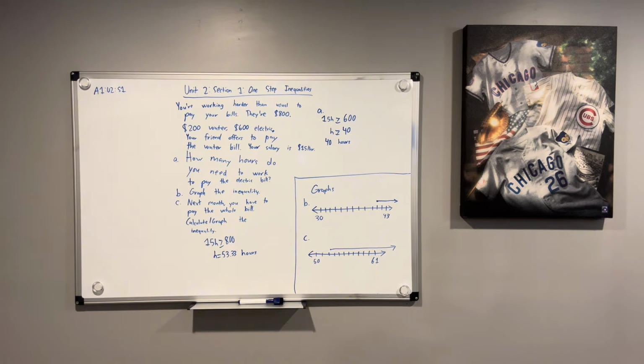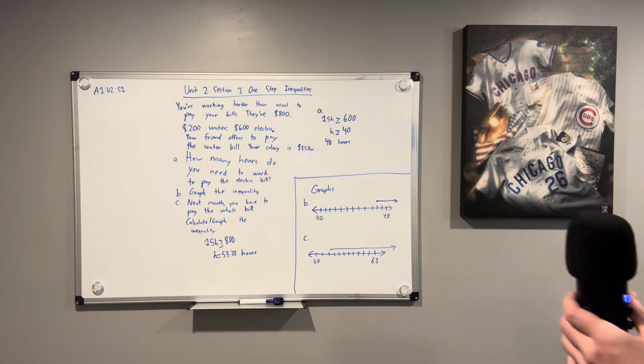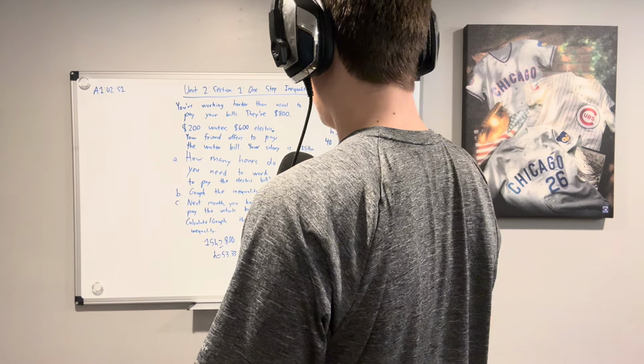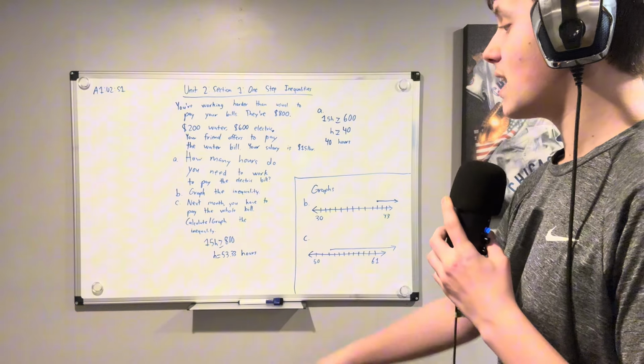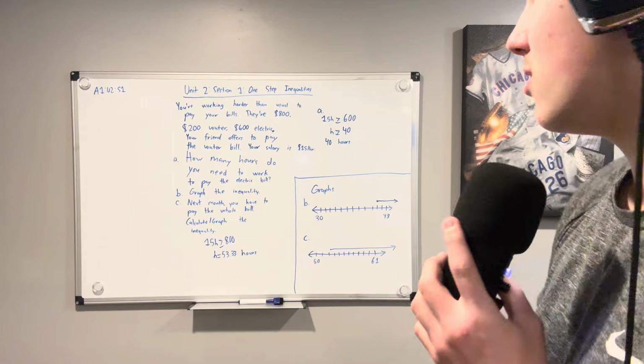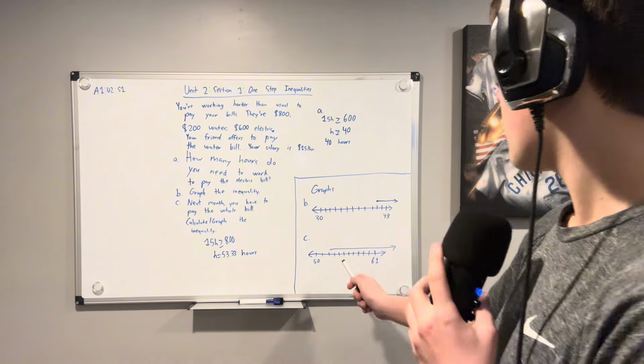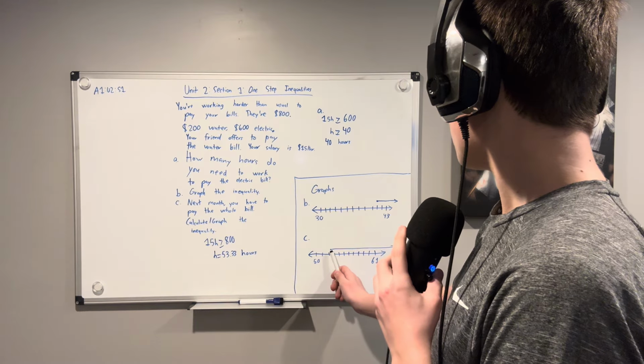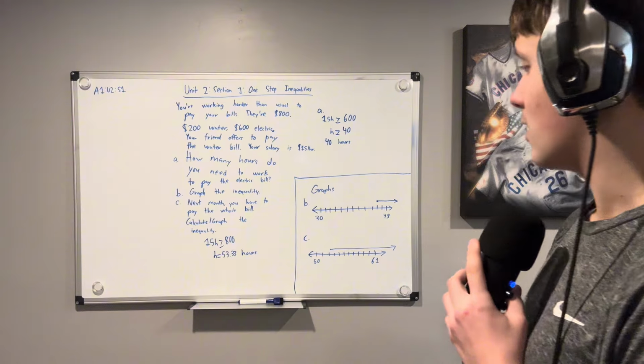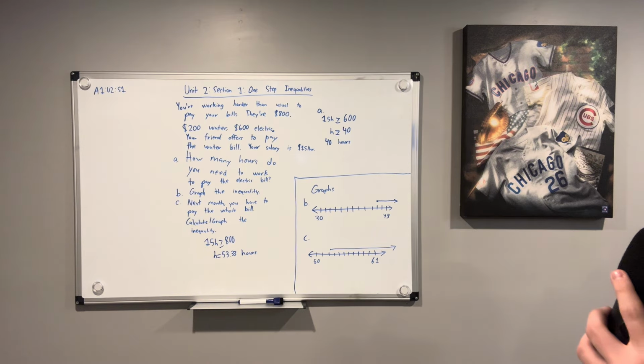And then next month you have to pay the whole bill, so now you add the 200 back, so it's 15H is greater than or equal to 800, and I gave you a decimal. I'm sorry, I didn't mean to. But that's okay, we could just try to approximate it, and it'll land about right here. It'll go to the right, and that is your equation.